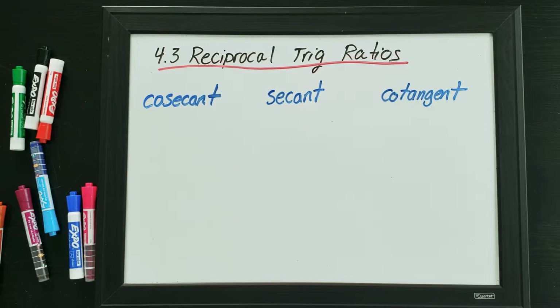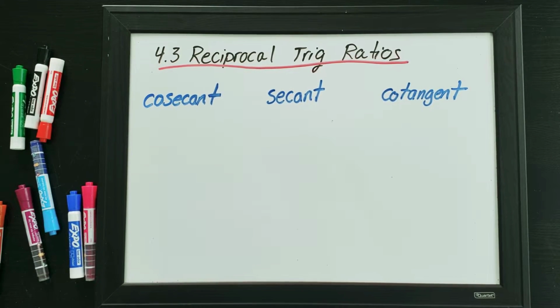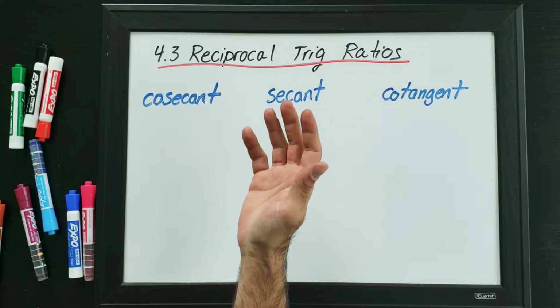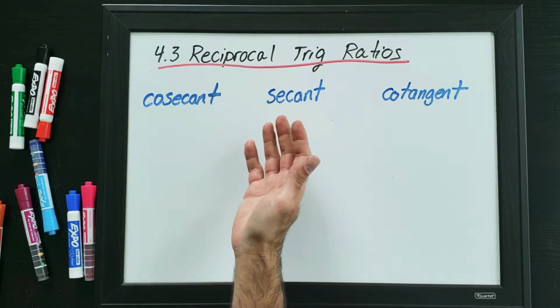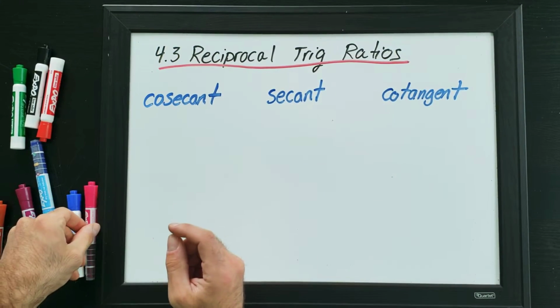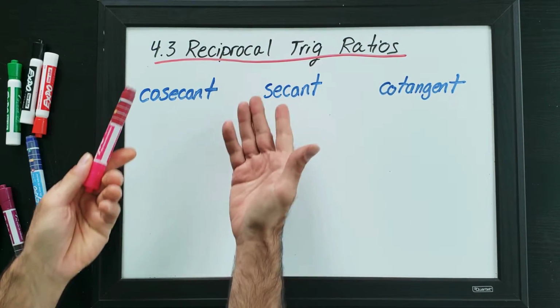All right, 4.3 is new, but it's pretty straightforward. Reciprocal trig ratios. So we have three primary trig ratios and we have three reciprocal trig ratios. And the three reciprocal trig ratios are reciprocals of each of the primary trig ratios.